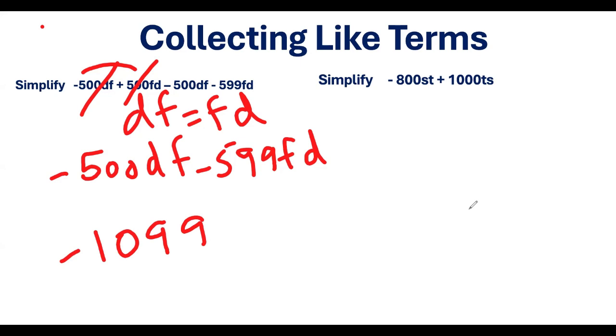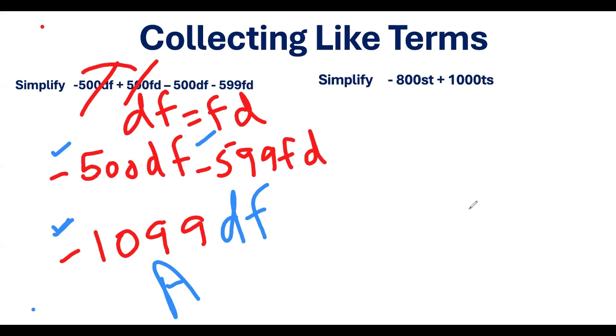Why is the minus sign there? Because both the integers are having negative sign. Try to remember the rule. This is also negative, this is also negative, so negative is there in the answer. Minus and minus: is addition required or subtraction required? Addition is required. Plus them and put the same sign. Same sign means minus sign. FD or DF, you can write anything. This is the answer for this: minus 1099 DF.